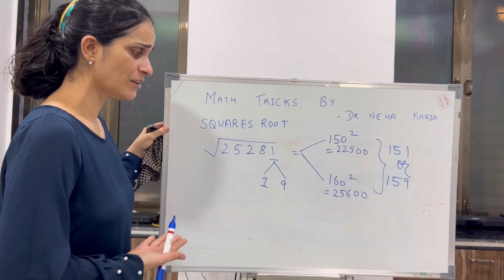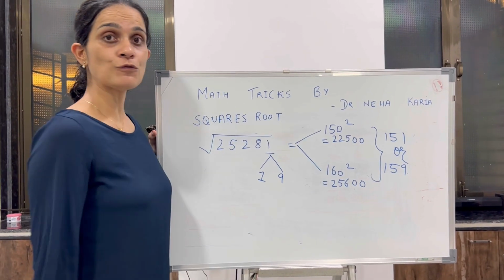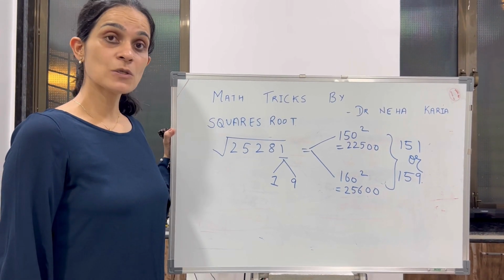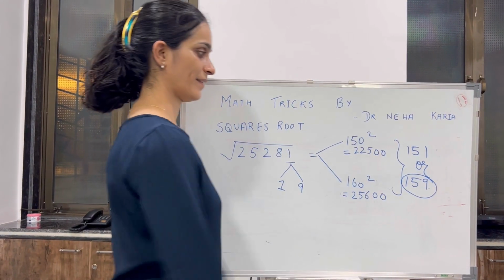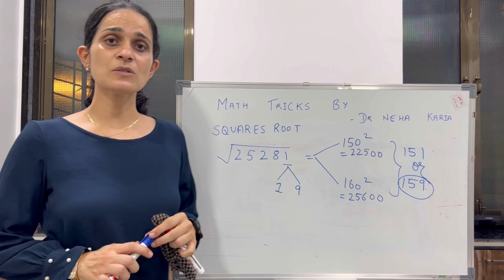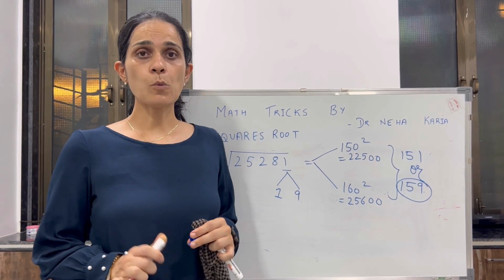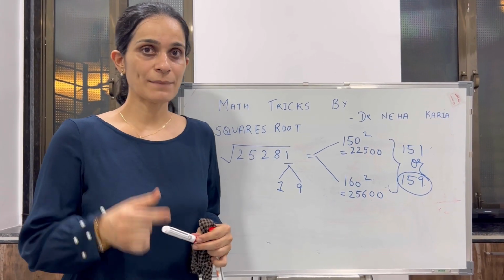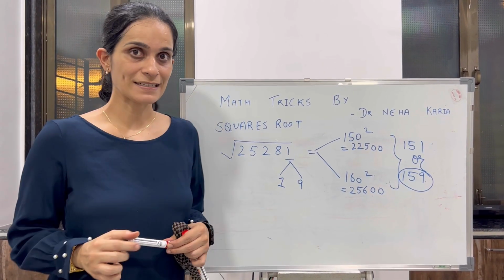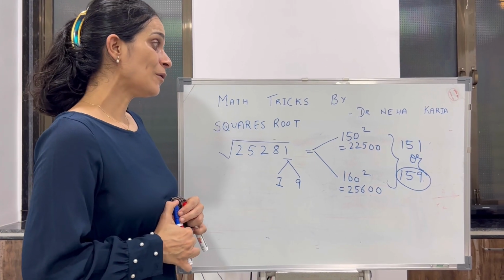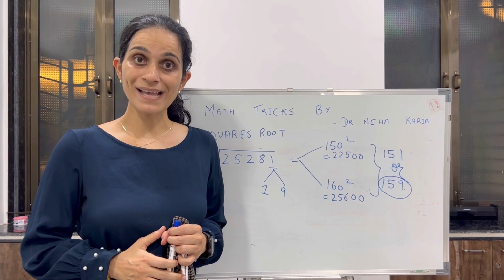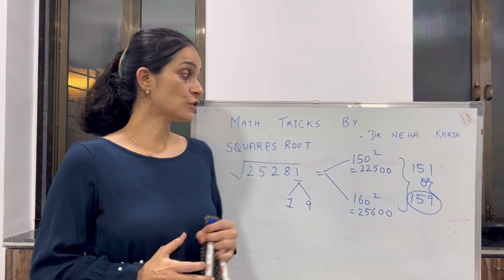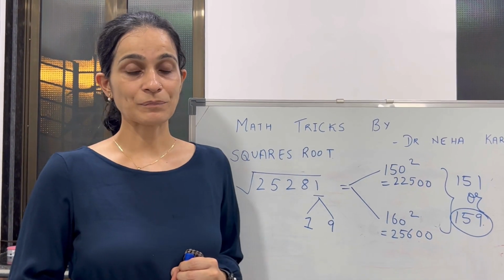25281. Just looking at the number, I know that it's closer to 25600. So what's the square root? 159. Very good. This we can do in less than 1 minute. Since I'm teaching you, I'm doing it a little slow so that you understand. Okay. So we have learned our 4 techniques, 3 tricks of finding the squares, and the fourth one was to find the square root of any number.